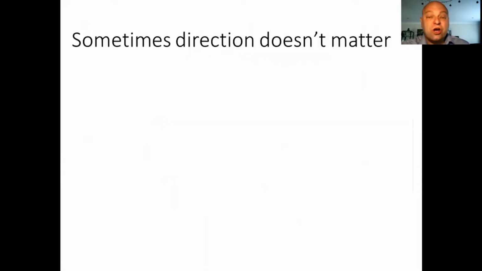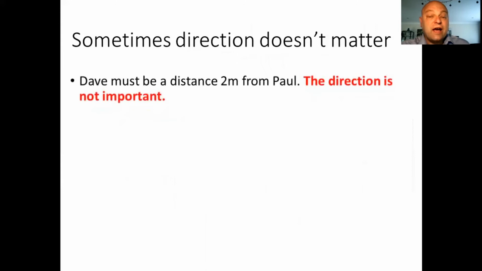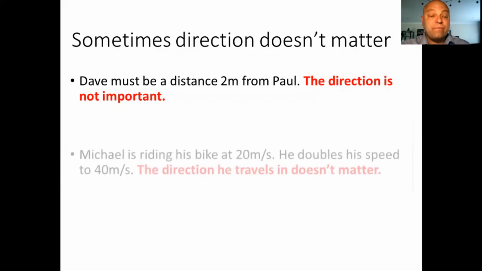Now, sometimes direction doesn't matter. Let me explain what I mean then. So Dave must be a distance of 2 meters from Paul. The direction doesn't matter. You can be 2 meters east, west, north, south, somewhere, anywhere in between. The direction isn't important. If you're 2 meters away, you're 2 meters away.